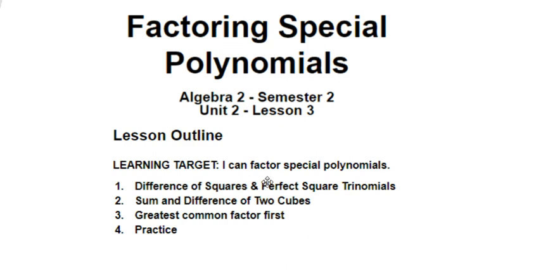We call those special polynomials, and they're kinds of polynomials that all factor the same way based upon certain characteristics. All right. So we're going to talk about difference of squares and perfect square trinomials. We'll talk about the sum and difference of two cubes. And then we'll talk about taking care of the greatest common factor first, right?